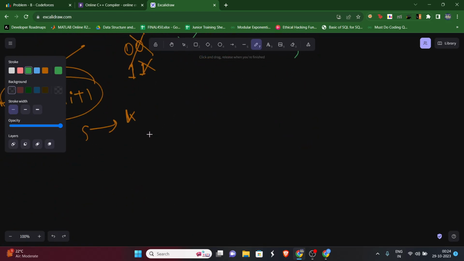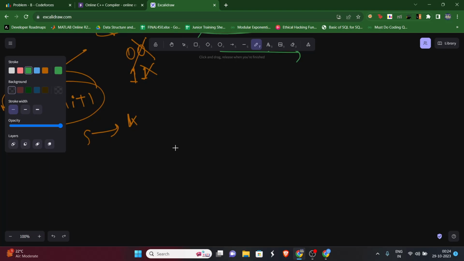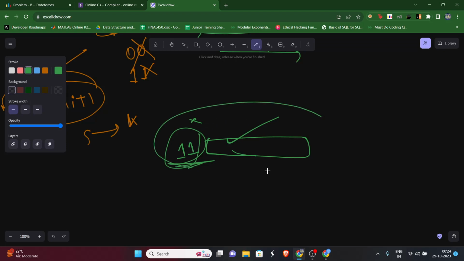Okay, so what we'll do, let's say if at any position there was one and there was one, so we know that if this is the condition and there is a remaining string, then we'll have to make this string good. Then it makes sense to check this, because if this is bad, overall this string will be bad, right? So we'll have to make this string good so that overall it can be good.